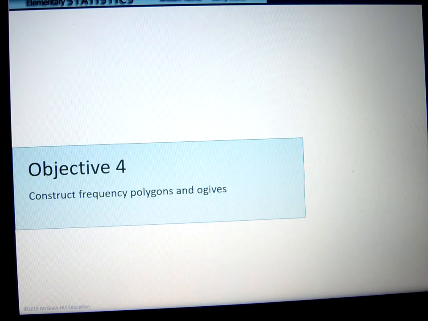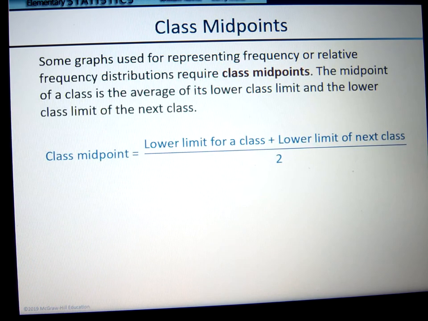Alright, we're going to look at constructing frequency polygons and ogives. Some graphs used for representing frequency or relative frequency require class midpoints. Now you remember, if you want to find the midpoint of something, you add the beginning and the end together and divide it by 2, and that'll give you the middle. Same here. You're going to take your lower limit plus the lower limit of the next class and divide it by 2, and that will give you your class midpoint.